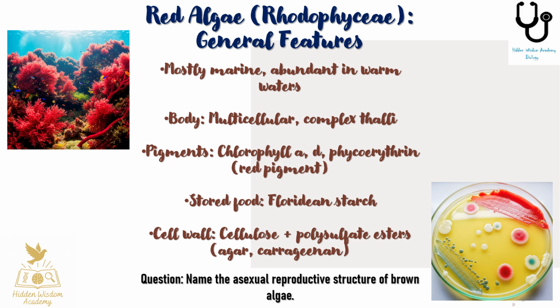Let's talk about general features of red algae. Red algae, or Rhodophyceae, are mostly found in the sea, especially in warm waters. They are multicellular and have a complex body. Their red color comes from a pigment called phycoerythrin, along with chlorophyll A and D. They store food as floridean starch. Their cell wall has cellulose and substances like agar and carrageenan, which are very useful commercially.